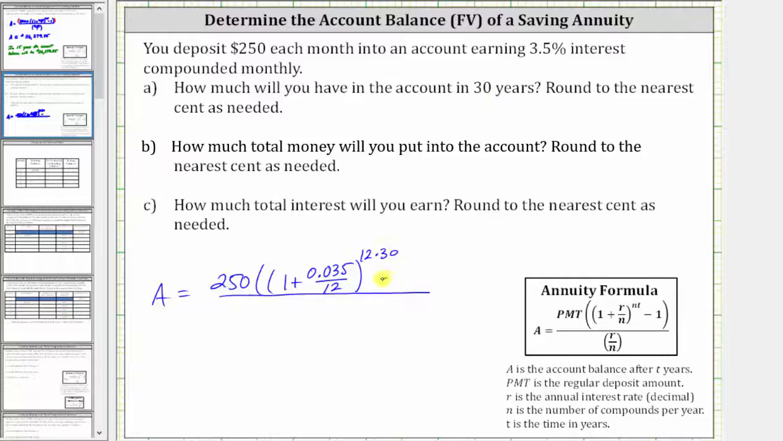And then we have minus 1, close parenthesis, divided by R divided by N, which gives us 0.035 divided by 12. When we're evaluating a complicated fraction or quotient on the calculator, we should include parentheses around the numerator and denominator. So let's include a set of parentheses around the numerator, and notice how we already have parentheses around the denominator. Now we go to the calculator and enter the quotient.